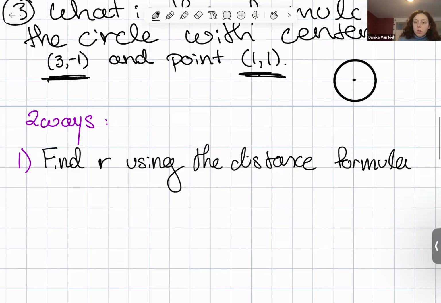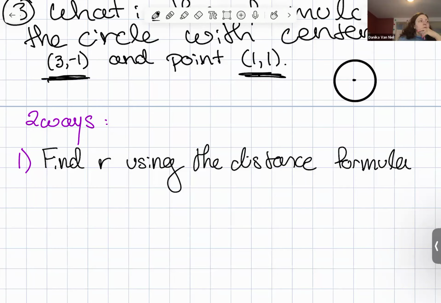So you give me one point on it and the center, and I could find the radius. You give me another point and the center, I could find the radius. Any point on the circle and the center. And the center is not part of the circle, right? But it's an important part of understanding the circle.